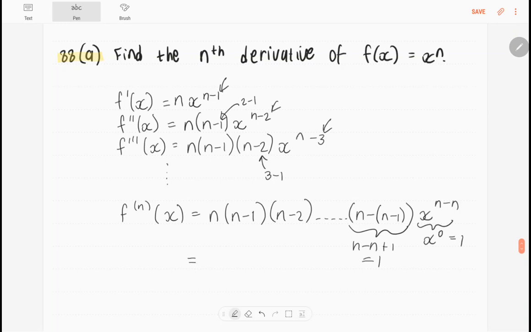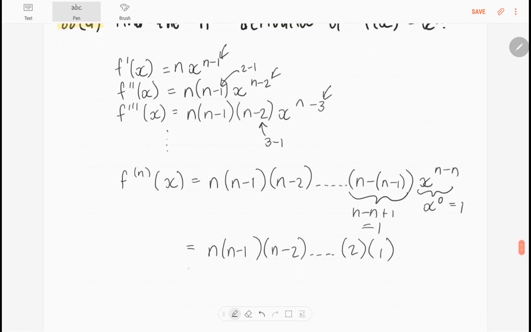So in other words, we have n multiplied by n minus 1 multiplied by n minus 2 all the way down to multiplied by 2 multiplied by 1. And this is simply n factorial.